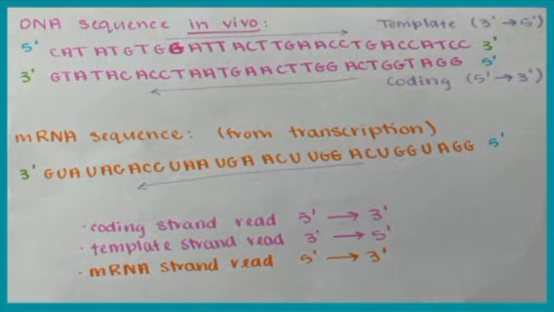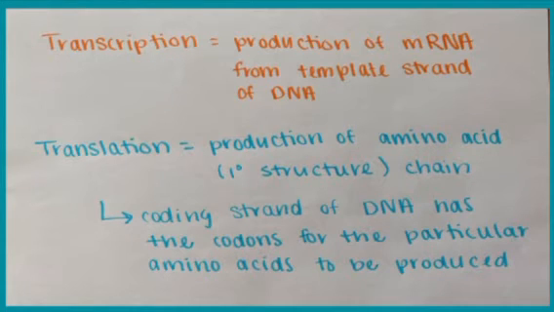The template strand is read by RNA polymerase to produce our complementary mRNA strand during transcription, which is read in the 5 to 3 prime direction and shares the same sequence of nucleotides as the coding strand of DNA, but the thymine nucleotides are replaced by uracils. Transcription is the production of mRNA from DNA, whereas translation is the production of an amino acid chain that coincides with specific codons found in the coding strand of DNA.